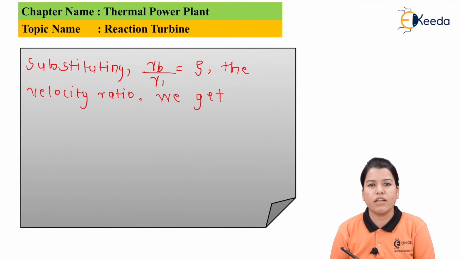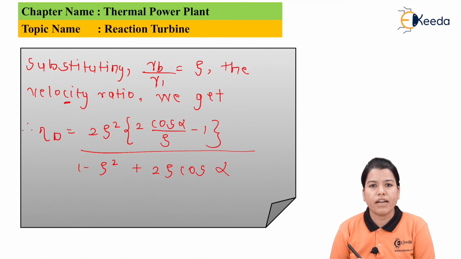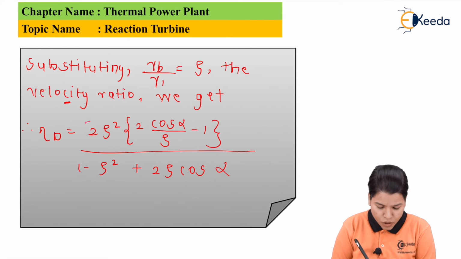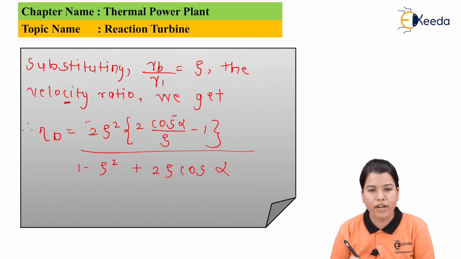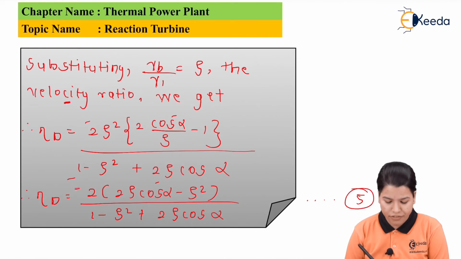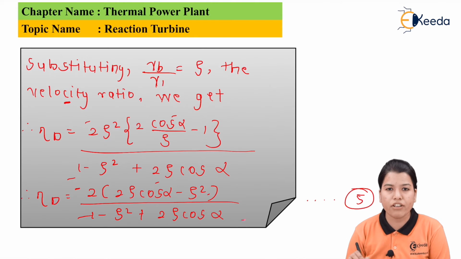Now in the above equation, if we substitute VB divided by V1 is equal to rho, which denotes the velocity ratio, then we get diagram efficiency is equal to 2 multiplied by rho square multiplied by (2 cos alpha divided by rho minus 1), whole divided by 1 minus rho square plus 2 rho cos alpha. The same equation can be further modified as diagram efficiency is equal to 2 multiplied by (2 rho cos alpha minus rho square) divided by 1 minus rho square plus 2 rho cos alpha. Let it be equation number 5.